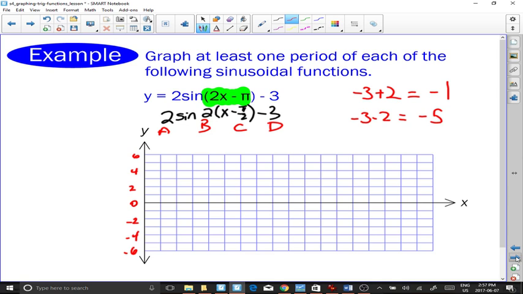As far as the x-axis goes, the period is 2 pi divided by b. Well, b is 2. So the period is 2 pi divided by 2. So the period is plain old pi. So that means that our x scale has to go up to at least pi.